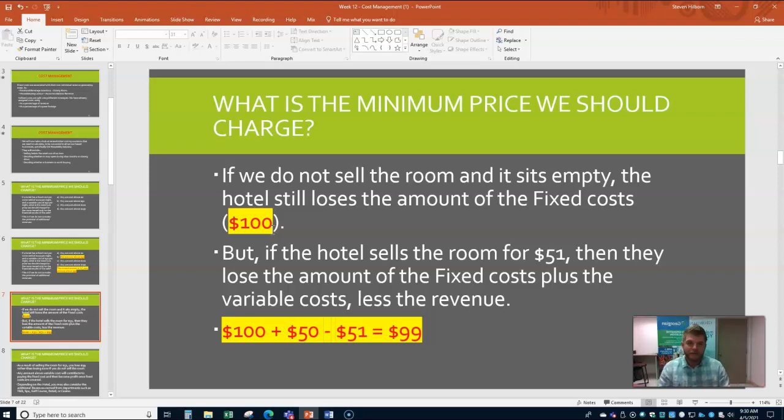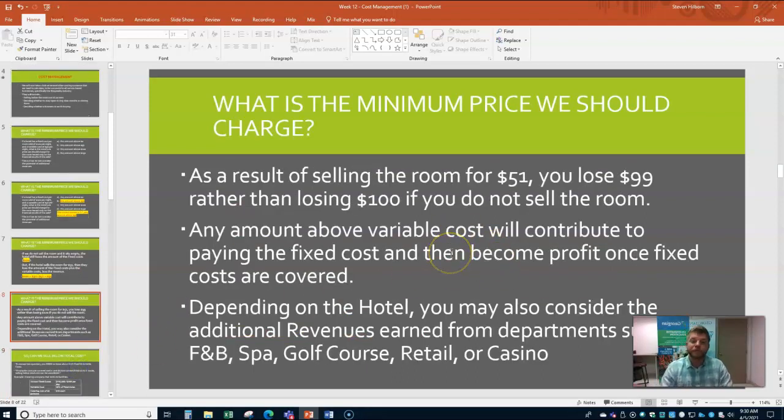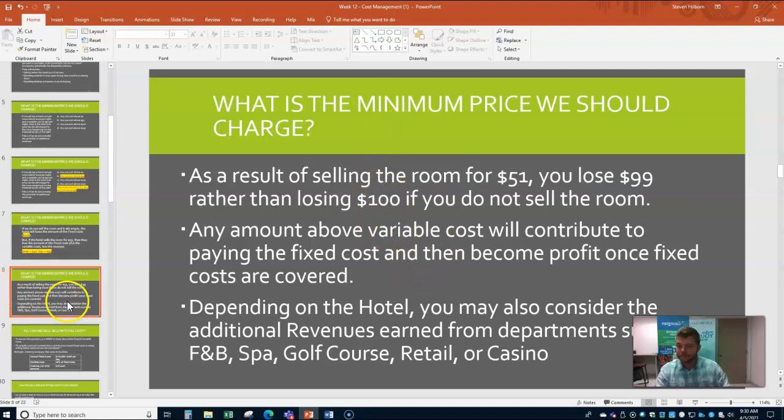They're going to pay for ski rentals, or they're going to buy a hiking pass, or whatever it might be, eat in our restaurants. But if we're able to cover the variable and put some money, and in this case only $1, towards the fixed cost, we're in a better situation. So as a result of selling the room for $51, you lose $99 rather than $100. And any amount above variable cost will contribute to help pay that fixed cost.